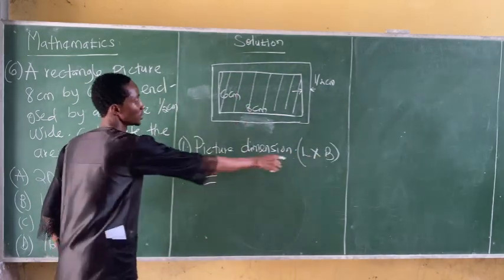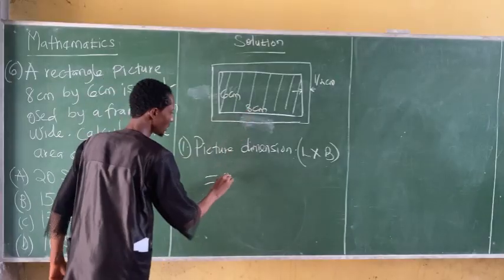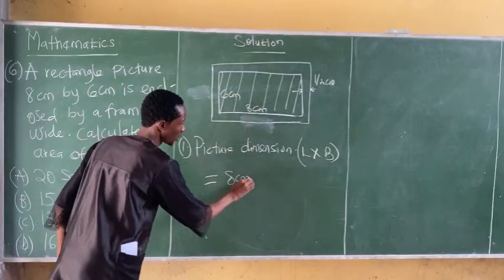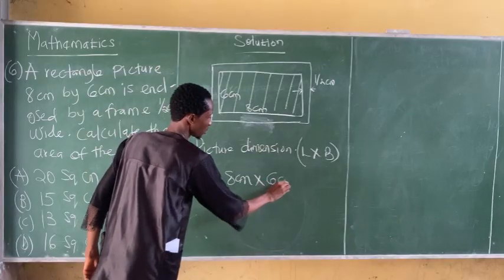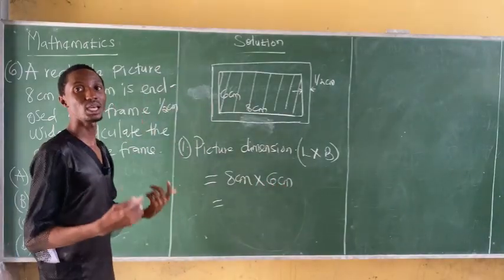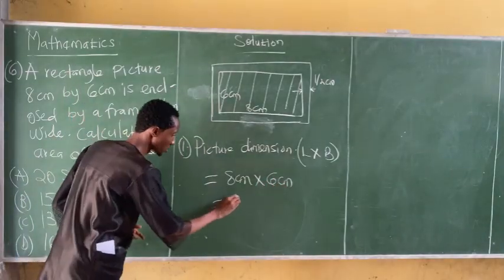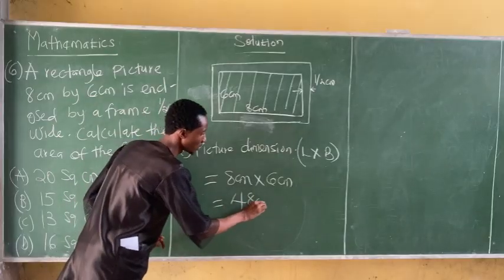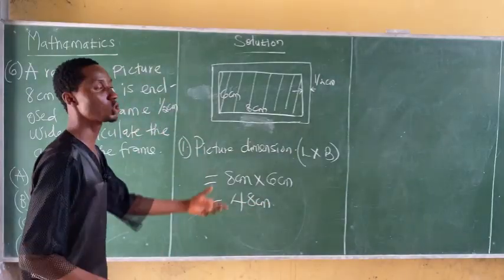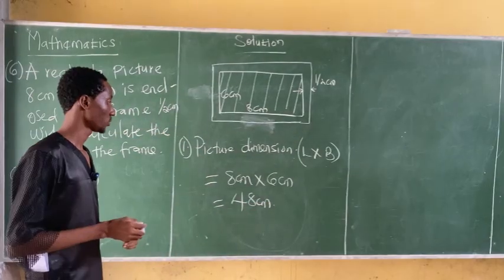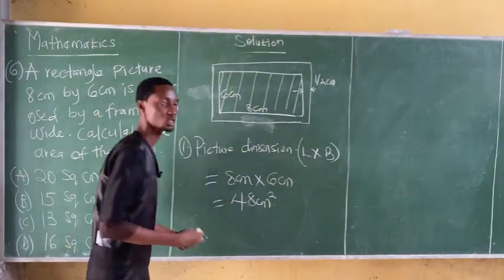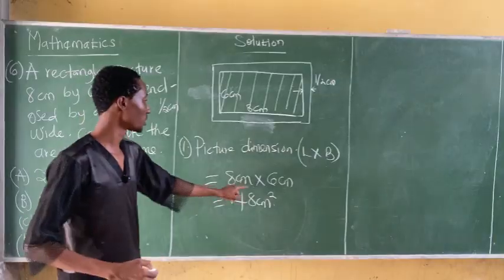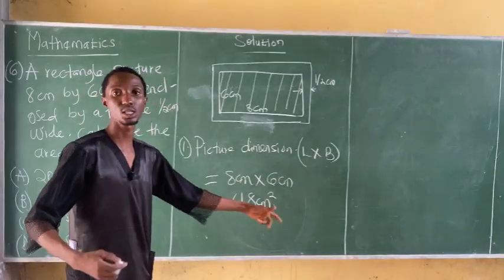So we have the picture dimension to be length times breadth. Here we have the length equal to 8 cm times the breadth, 6 cm. 8 times 6 will give us 48. So we have 48 cm here. This is the picture dimension. Don't forget, the unit here is cm squared, which is cm times cm, centimeter squared.